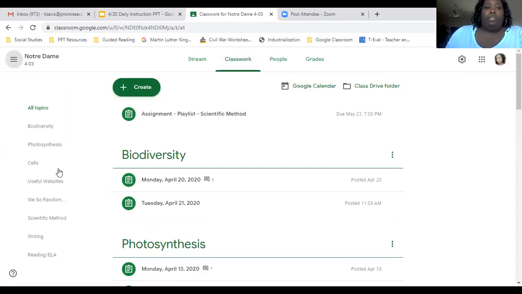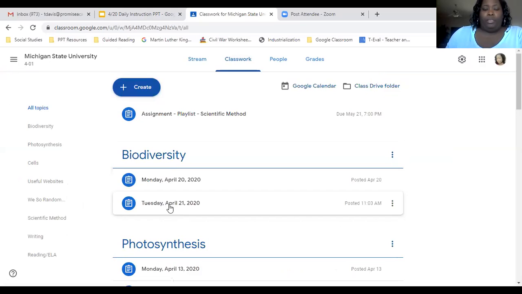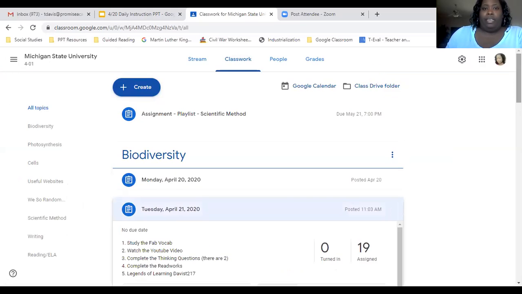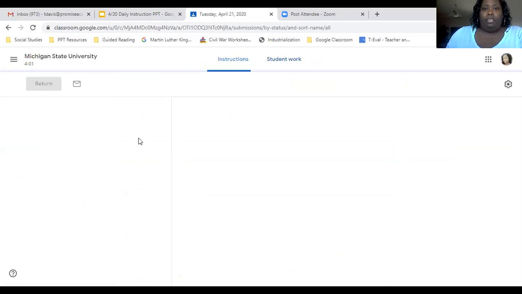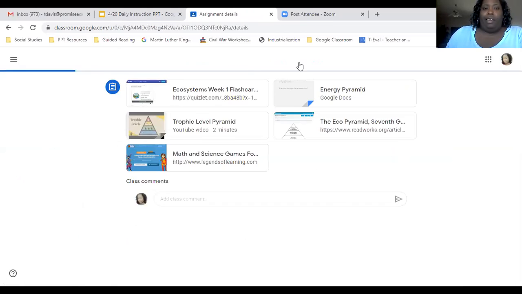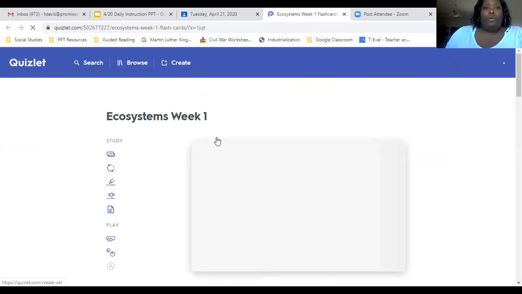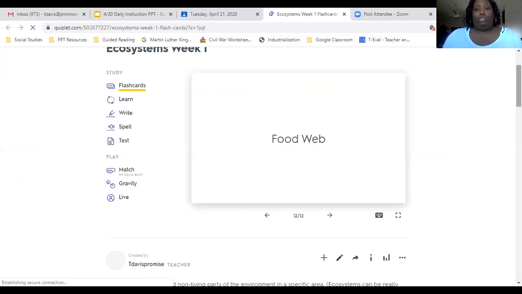So today we're going to work out of Michigan. All right, so I'm going to go to the classwork tab, biodiversity, look for today's date, click on today's date, view assignment. Once I view the assignment, I'm on the instructions tab, and it tells me everything that I need to do. The first thing, always, fab vocab. So let's go to our fab vocab. From our fab vocab, we are going to do ecosystems 1. Remember, next week will be ecosystems 2.